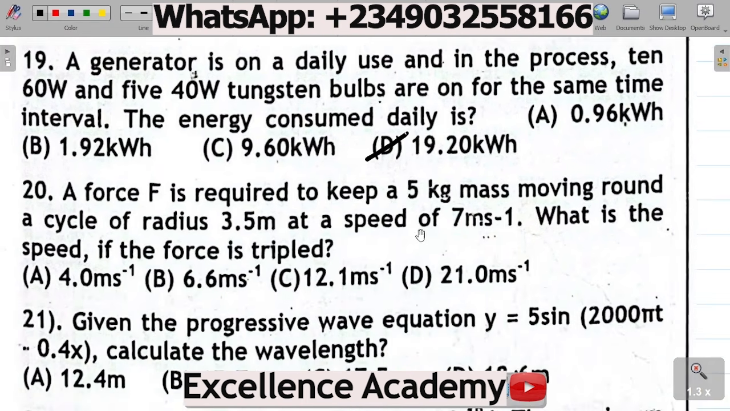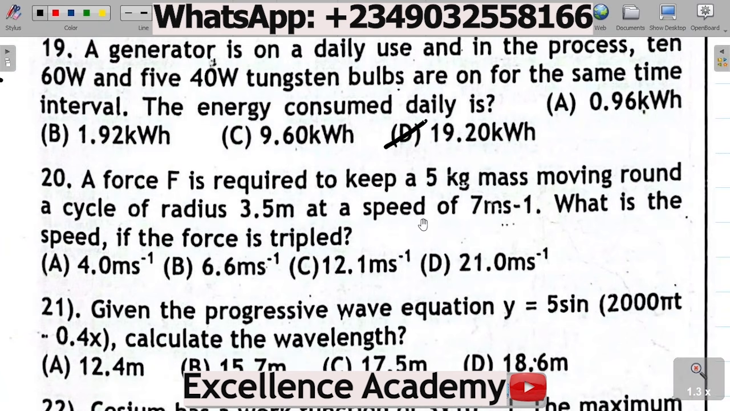All right, finally, question 20. It says a force F is required to keep a 5 kilogram mass moving round a circle of radius 3.5 meters at a speed of 7 meters per second. What is the speed if the force is tripled? A. 4.0 meter per second. B. 6.6 meter per second. C. 12.1 meter per second. D. 21.0 meter per second. What is the correct answer here?